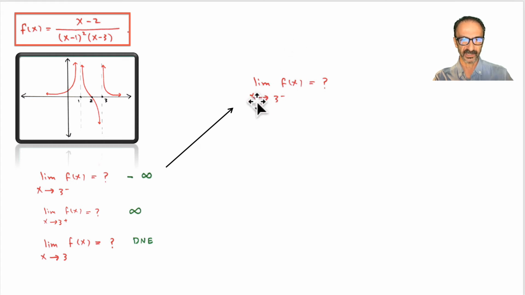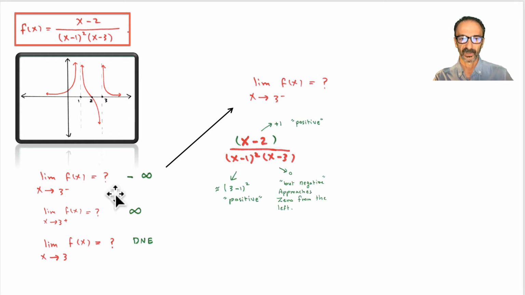What is the limit of f of x as x approaches 3 from the left? We know the answer, negative infinity, but let's analyze and see why. Our function is x minus 2 over x minus 1 to the second, multiplied by x minus 3. Now, approaching 3 from the left, like 2.9, this is going to approach 1, and it's going to be positive. This is always going to be positive because it's a second degree. Now this part right here will approach 0 because you're approaching 3 here and you're subtracting 3, so you're going to approach 0. But you need to keep in mind that your numbers are negative.